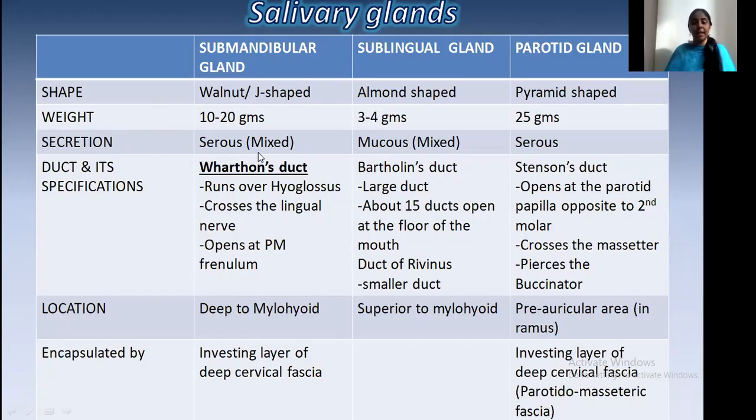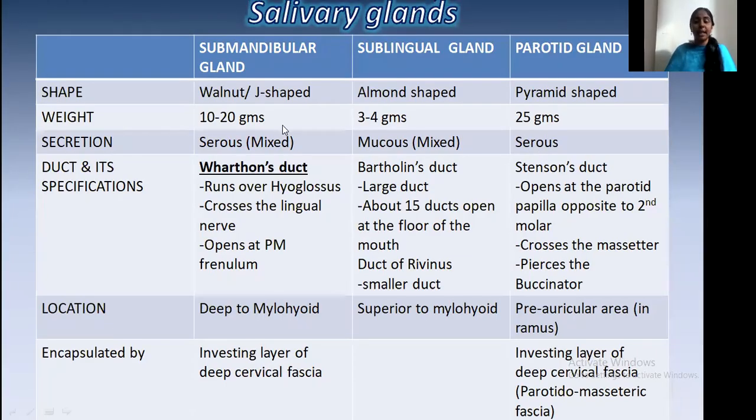Secretion of submandibular gland is serous, predominantly serous. Though it's a mixed gland, it is predominantly serous. Sublingual gland is also a mixed gland, but it is predominantly mucus. And parotid gland is predominantly serous in secretion.